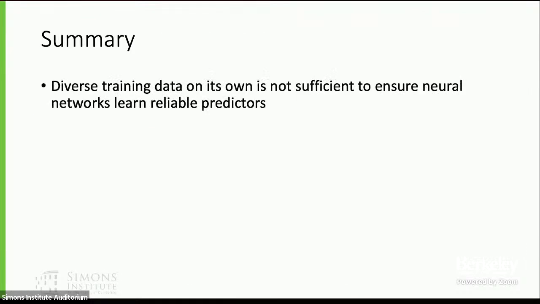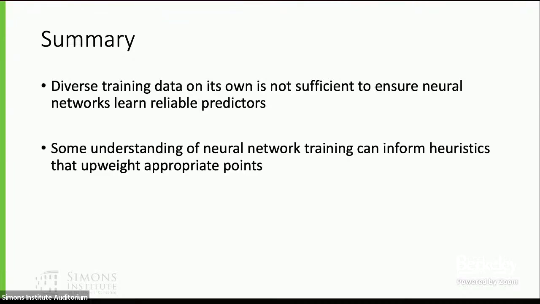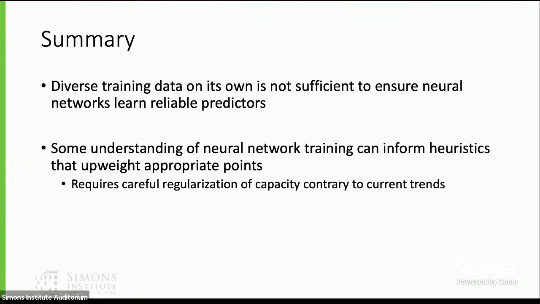Okay. So to summarize, having diverse data on its own is not sufficient to ensure that networks learn reliable predictors. This seems like an obvious starting point, to assume we have diverse data, but unfortunately that itself is not sufficient. But maybe there's still something we could do based on understanding what these neural networks pick up and how we make sure they are using all the diverse data points in the right way. This requires some regularization of capacity, which is interestingly contrary to the current trends. I think people should be thinking more carefully about just using bigger models and throwing a lot of data at them, because that doesn't actually use all the data in the right way.